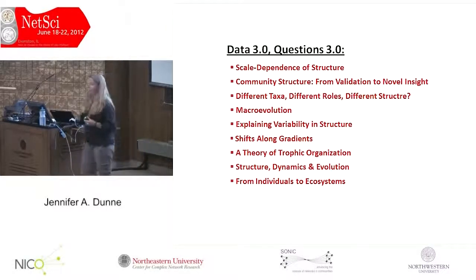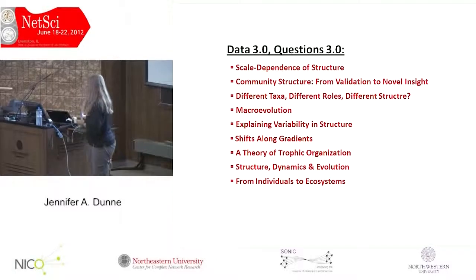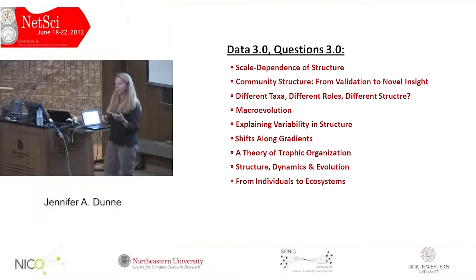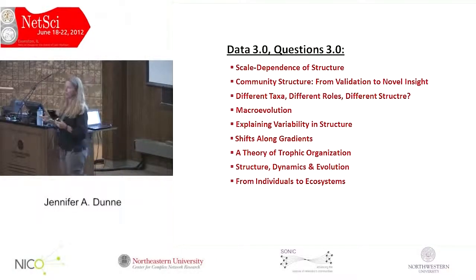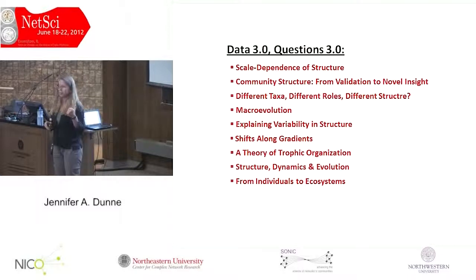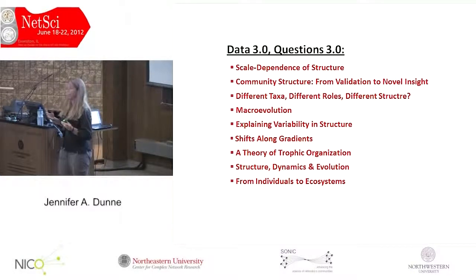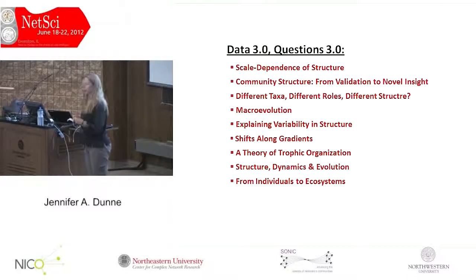As you add different taxa in, are they playing different roles in the system, and does it lead to different kinds of organization in the system? Do parasites play different topological roles than other kinds of predators? That's one of the things we're looking at. We can start to ask interesting questions about macroevolution with the deep time data. We can do more to explain variability in structure in terms of traits and flows and other kinds of information.